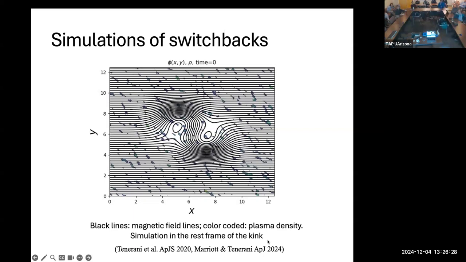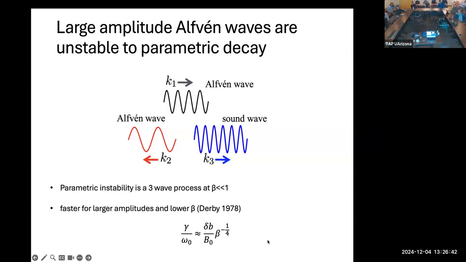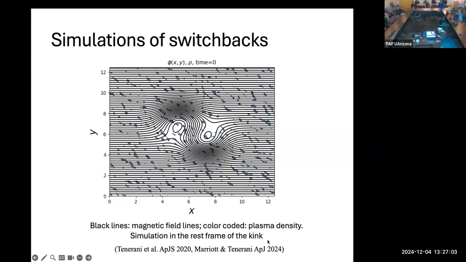One of the questions that we had is, these are very large Alfvén waves, and what is known is that when the amplitude is very large, these waves are unstable, and they decay due to parametric decay instability. This process is really, in its simplest version, a three-wave resonant process where you have a pump wave that resonates with a back-scattered lower frequency wave, and then a forward sound wave. And so the question is, these switchbacks are gigantic in amplitude, so can they be generated in the corona, and are they stable enough so that they can propagate long enough that we can observe them?